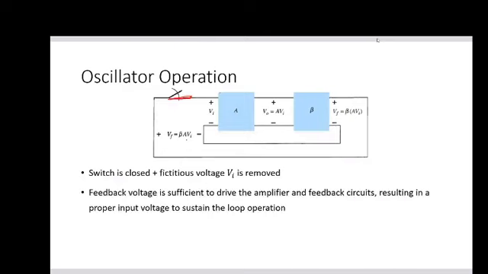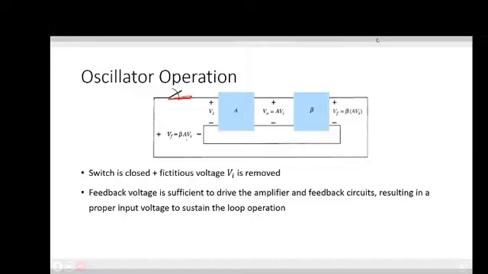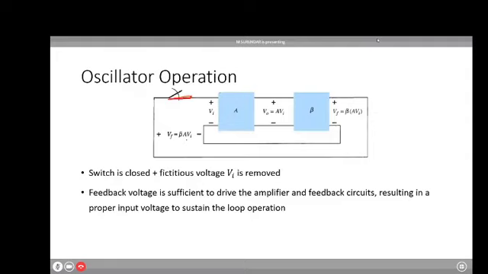you must have a sufficient feedback voltage. That means VF should be sufficient enough to drive your amplifier. You have to make sure of that so that you have oscillations there. This is the main requirement of an oscillator: your feedback voltage is sufficient every time to drive your amplifier A. Amplifier A is the main amplifier and beta is the feedback amplifier. To maintain the sustained oscillations, the loop gain beta A should be equal to 1.